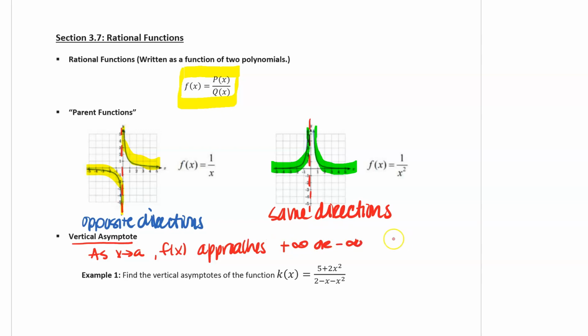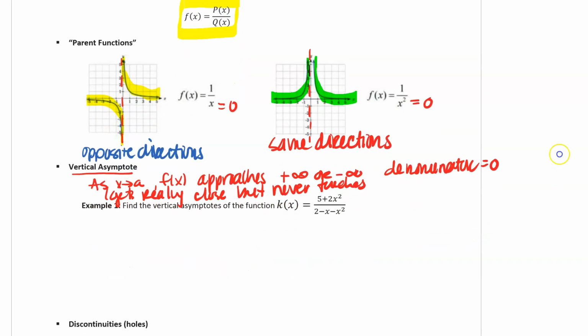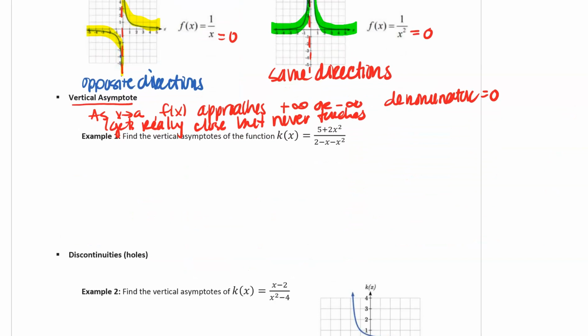And so when does this happen? This happens when our denominator is equal to 0. And so what we say is that it gets really close but never touches. And so that's what we are looking for when we're looking at these vertical asymptotes. So let's look at this first example.